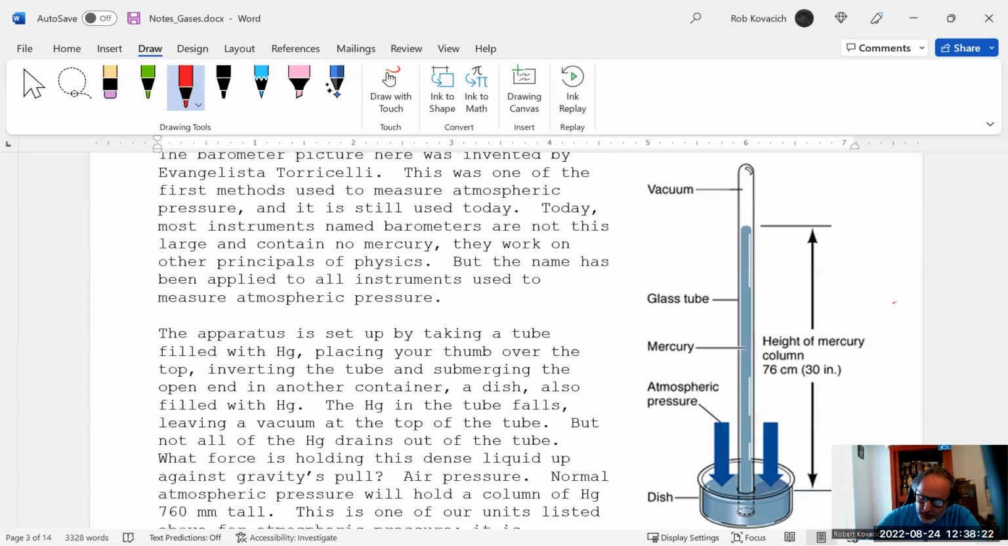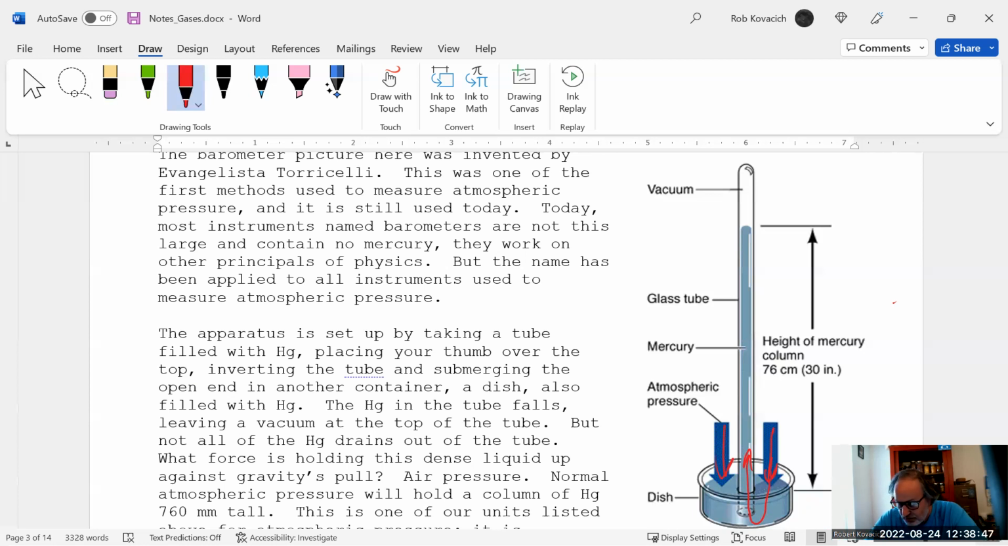Okay, so what happens when you turn this tube upside down? The height of the mercury drops because of gravity trying to pull the mercury down. But because atmospheric pressure is pushing down on the mercury in the dish, it's forcing the mercury to stay up there. So this is a device to measure atmospheric pressure, and the height of the mercury is directly correlated to the actual atmospheric pressure.